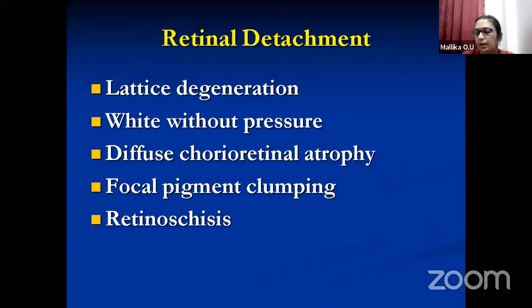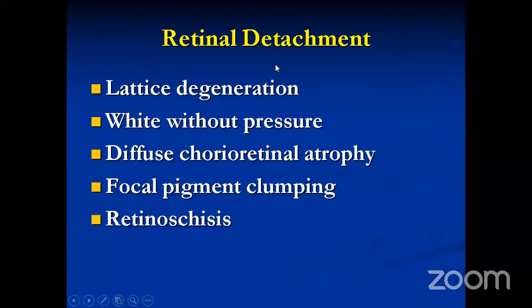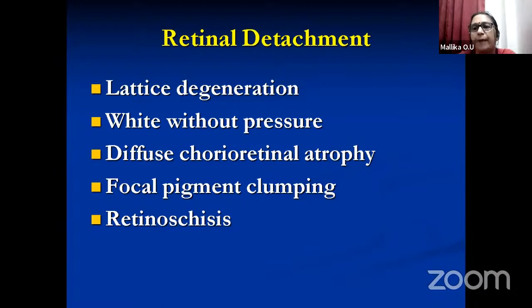Now I come to our main topic, that is rhegmatogenous retinal detachment. So what do you mean by rhegma? Rhegma means a break in the retina. A break in the retina means the neurosensory retina develops a hole. You just imagine the inner 9 layers, the whole retina, develops a break or a tear. Tear means a piece of the retina is torn.